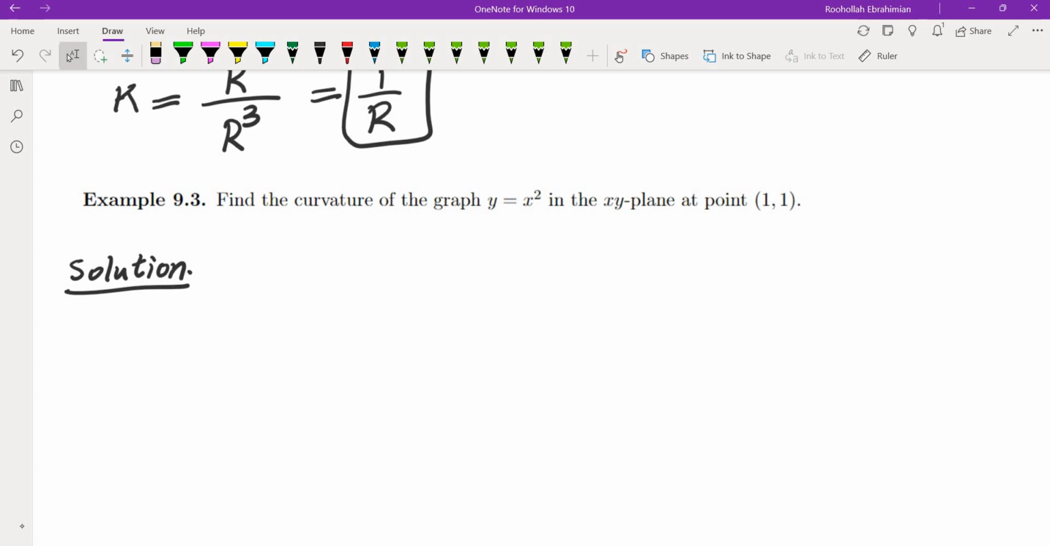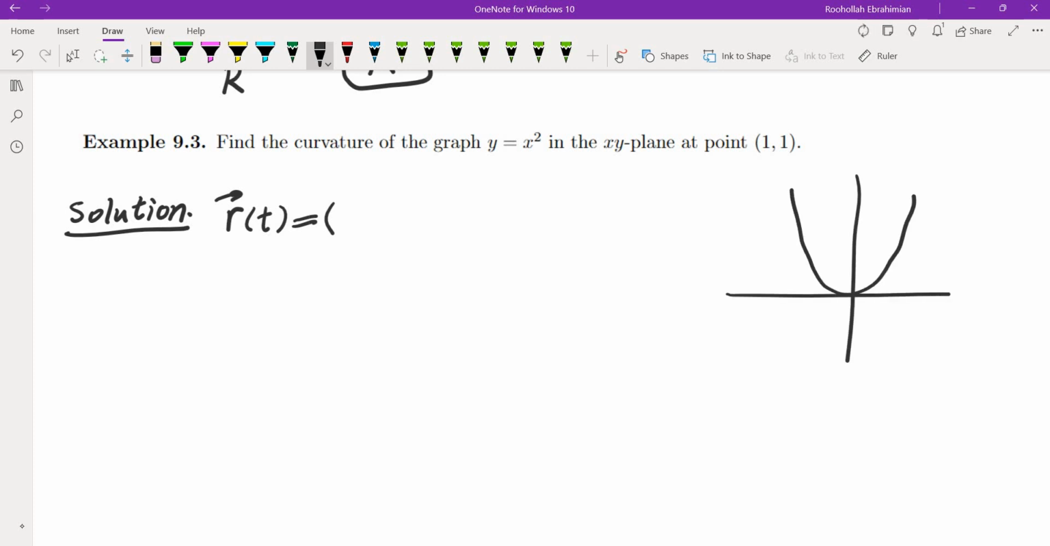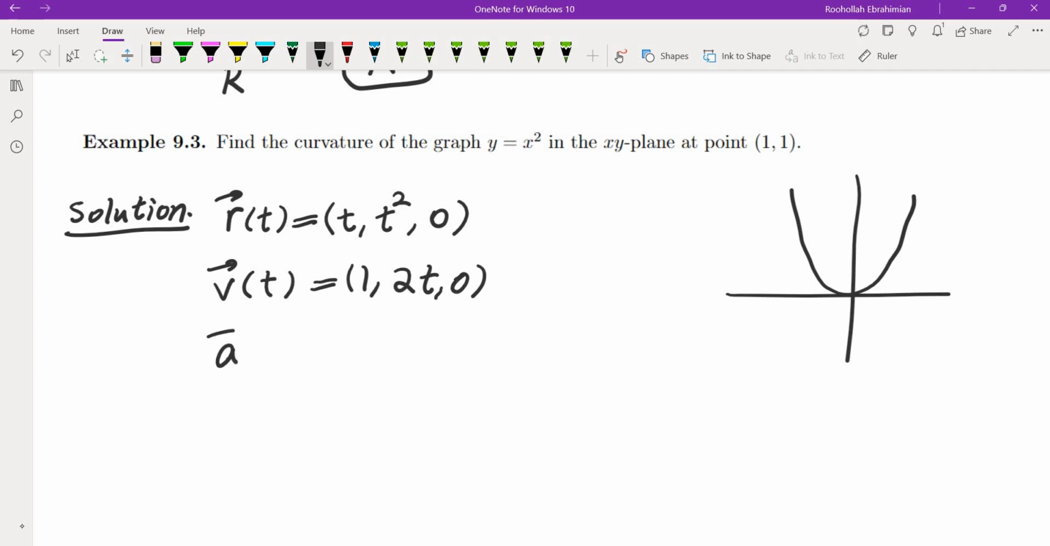Find the curvature of the graph y equals x squared in the xy plane at point 1, comma 1. Okay, so again, we need to first start with the parameterization. So r of t equals, since it is a graph of a function, the way we parameterize graphs of functions is by t comma f of t. So this would be t comma t squared. But since again we are trying to find a cross product at the end, I'm going to put a 0 at the end. Then we're going to evaluate the velocity, which would be just differentiating this. That would give us 1, 2t, 0. Next, we're going to find the acceleration. So this would be 0, 2, 0.